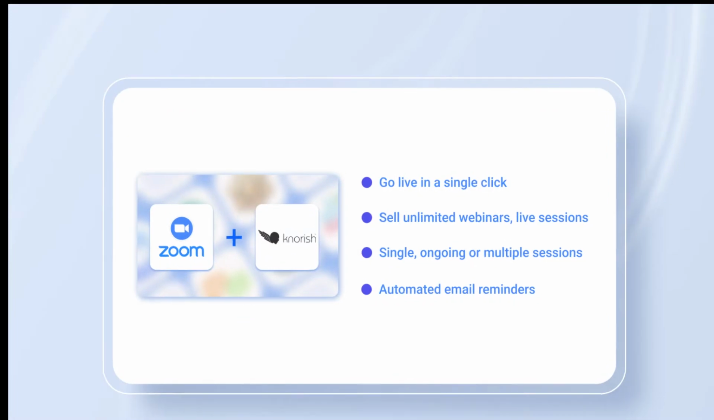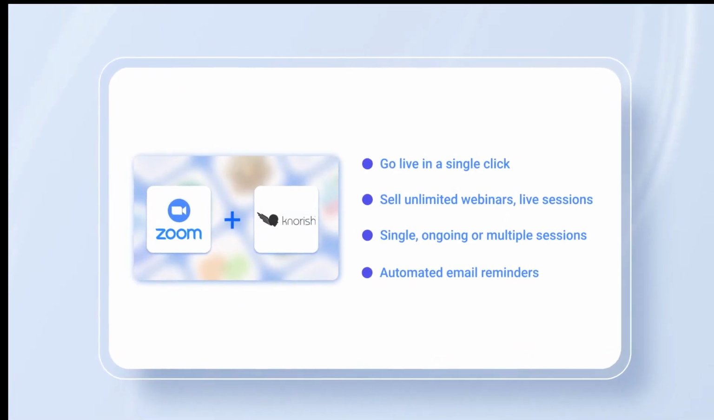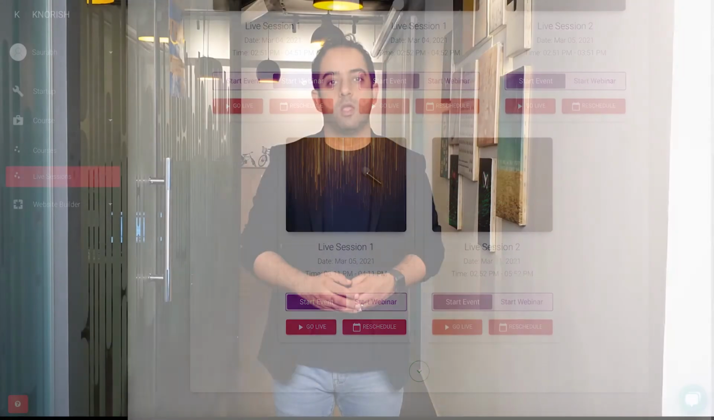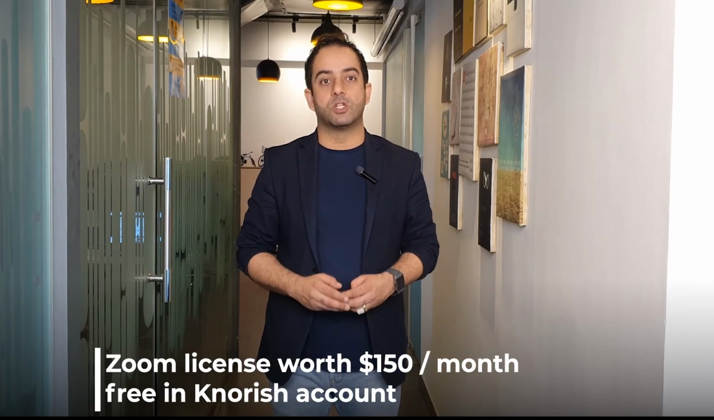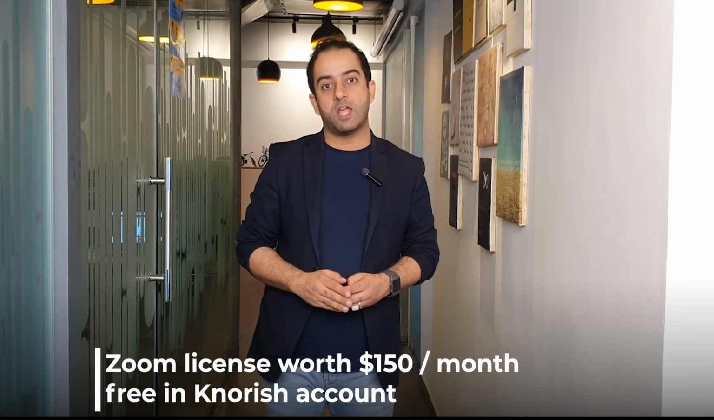Host unlimited live Zoom sessions with up to 500 participants per session. You can decide to convert the session into a webinar at the time of going live from any of these buttons on your screen. By the way, the webinar feature is the premium enterprise feature that we have bundled with your Knorish account. Have more than one instructor going live at the same time?